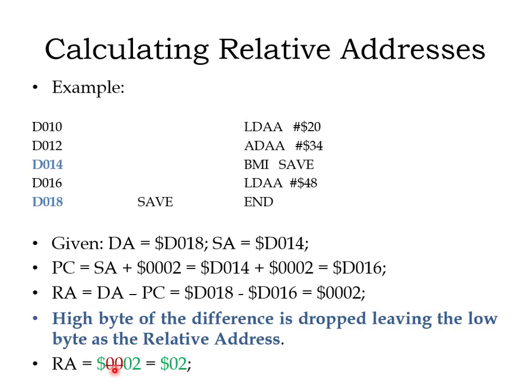That means I'll be dropping the higher byte. Do you see I dropped the higher byte, which is 00, and at the end, the relative address will be 02. That's it. That's what I was looking for. So the relative address is just 02 for this problem, for this case.